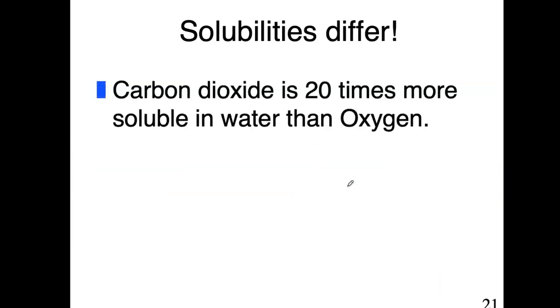Now, solubilities differ. Carbon dioxide is 20 times more soluble in water than oxygen is. So the transport of that carbon dioxide is a lot easier than it is with oxygen. And we'll see how we get around that problem, right? It's definitely a problem.